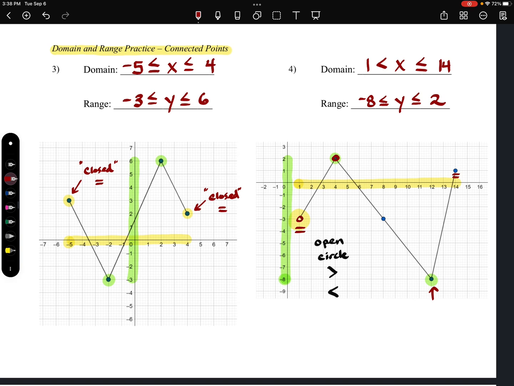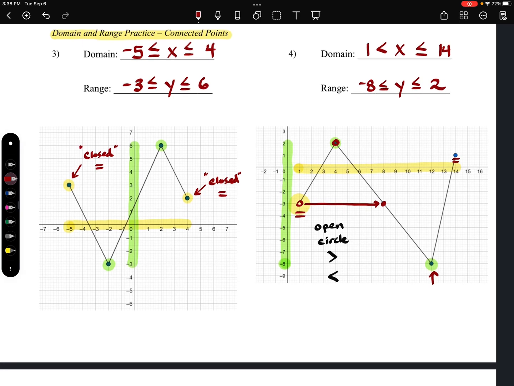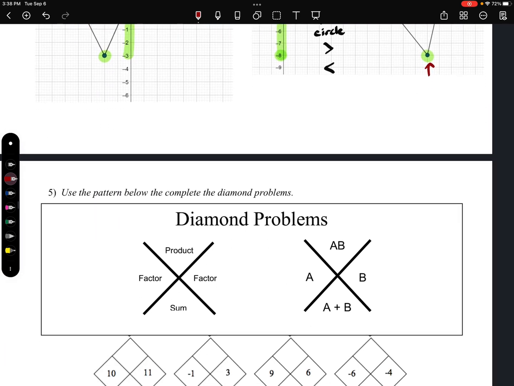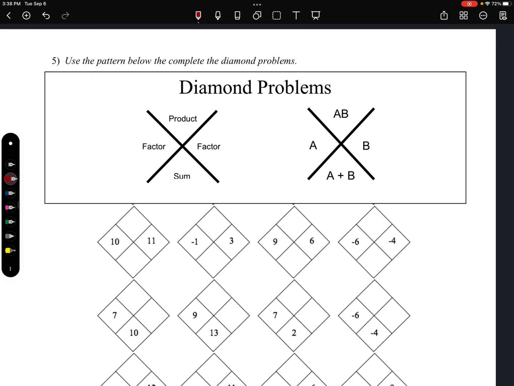I know we have a hole in our graph here, but since there's another point right here that actually has a y value that is negative 3, then that would fill in the hole for us if we had to look for that. And we'll work on some more of that on down the road. Okay, so that's our little review on domain and range, and our little bit of practice. Now let's go ahead and start talking about the actual diamond problems.